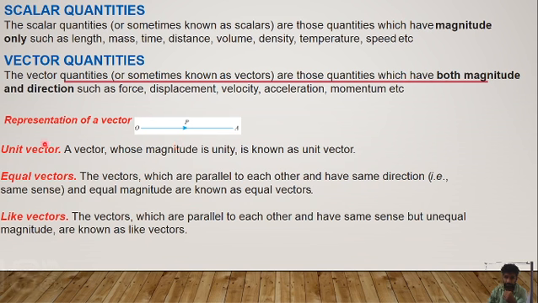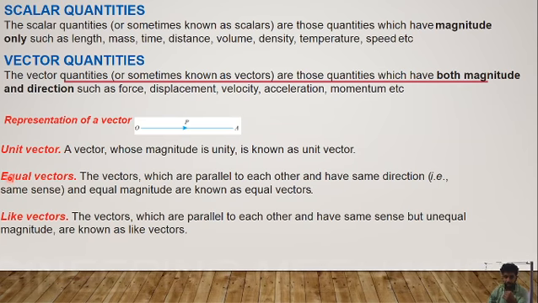Second thing, what is a unit vector? A vector having magnitude unity is called a unit vector. If we are applying a force and the value of the force is unity, we call it a unit vector. Or if we have displaced something and the displacement has a value of unity, we call it a unit vector.